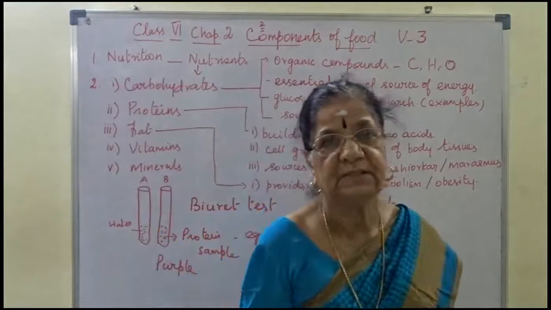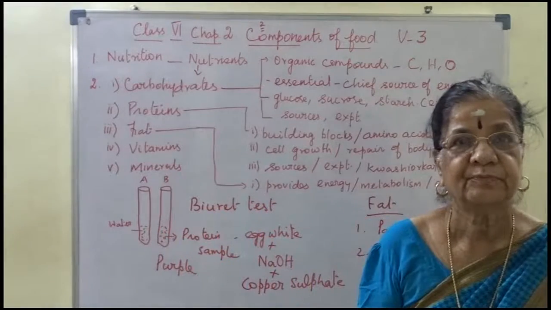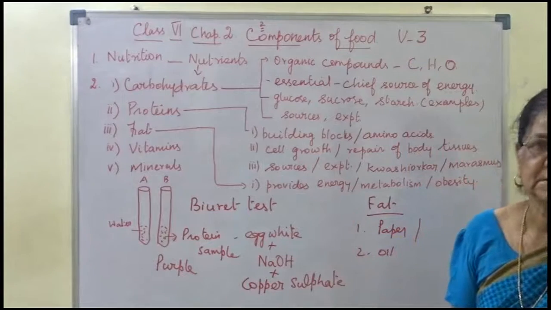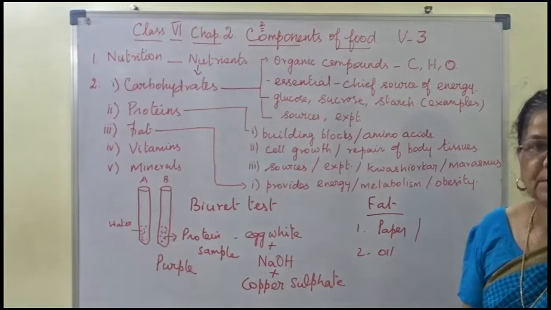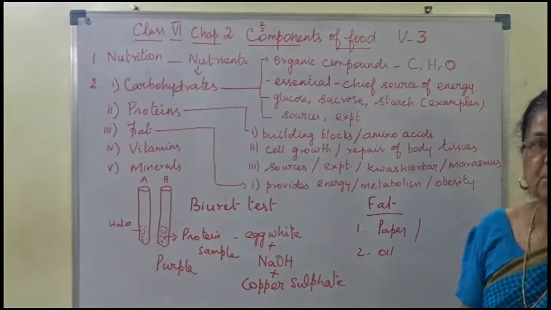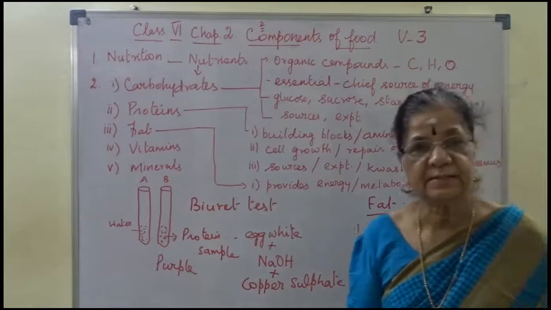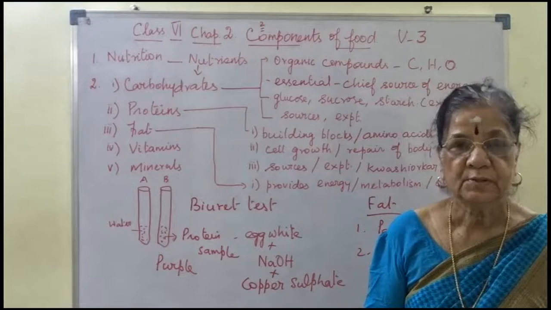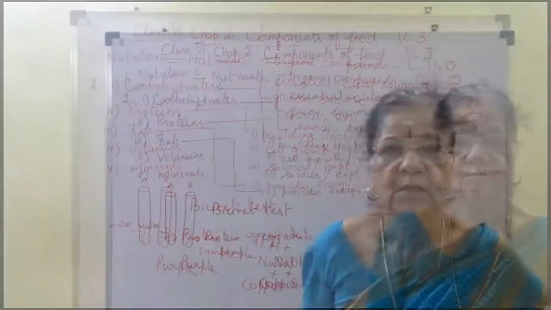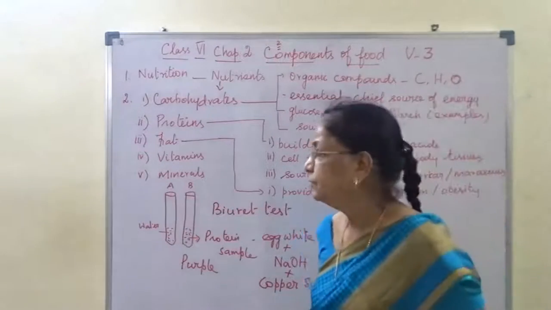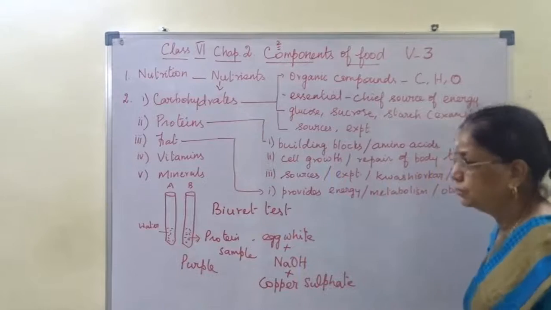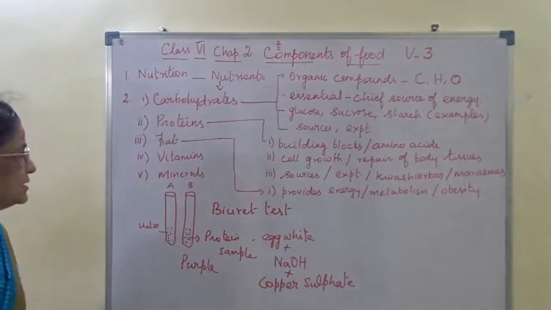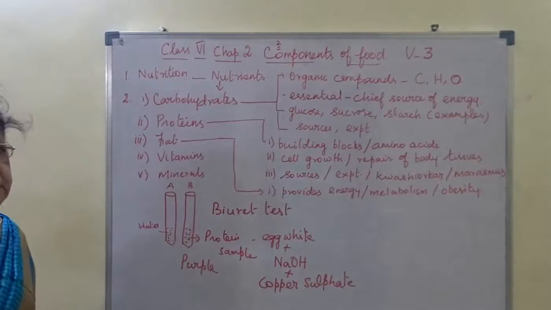I hope you understand. Shall we continue? So this is for fatty substances, right? So the three major components of food are carbohydrate, protein, and fat. We will continue with the components of food as carbohydrate, protein, fats, vitamins, and minerals.